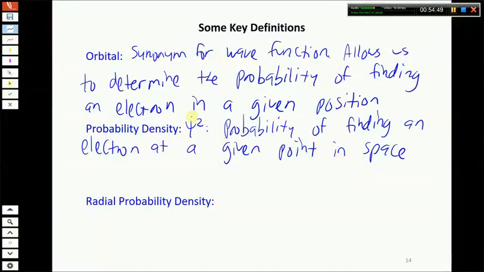What we're usually more interested in is how far away from the nucleus is the electron. How likely is it to be that distance from the nucleus? And that's what the radial probability density gives us. So if we take psi squared and we multiply it by 4 pi r squared, where r is the distance from the nucleus that we're interested in, this gives us the probability of finding the electron at that radius.